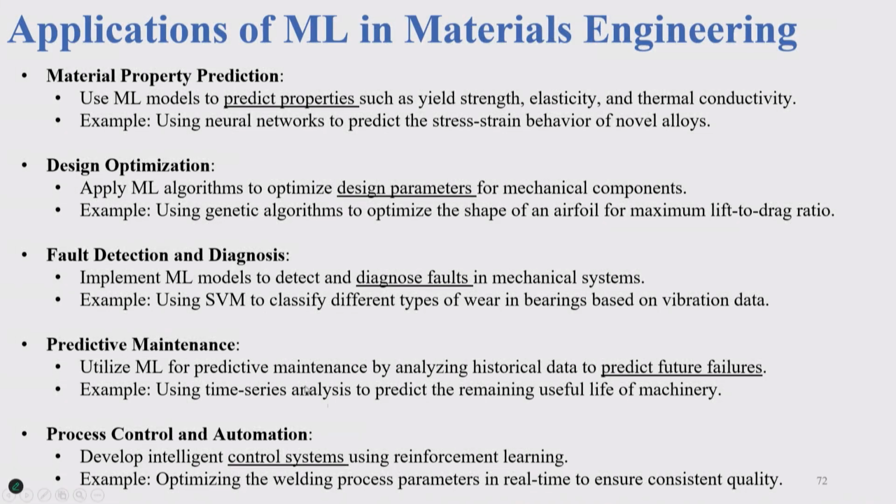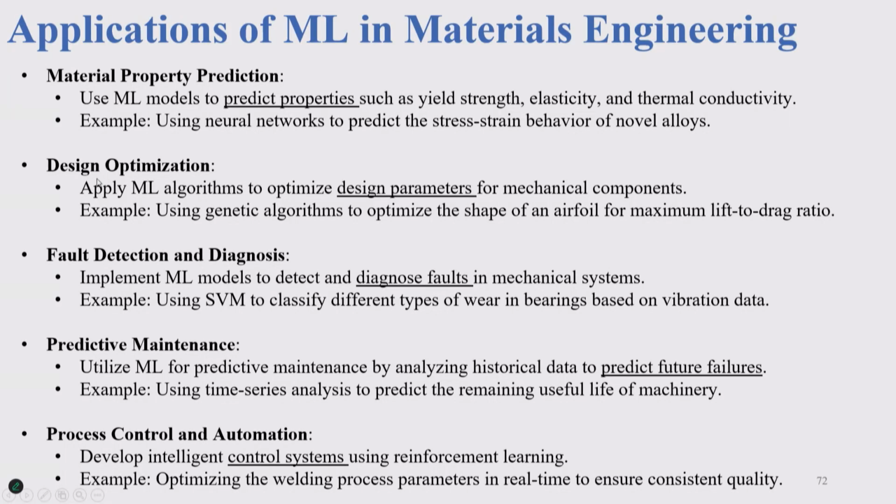What are the applications? As I said, it can be used for material property predictions, and this particular field I feel like is really beaten to death. This is the most common area of application of machine learning: given a structure, predict yield strength, thermal conductivity, or stress-strain curve, and so on. Another is design optimization, like using a genetic algorithm to optimize the shape of an airfoil or maximize the lift-drag ratio, like when you're designing the blade of a plane.